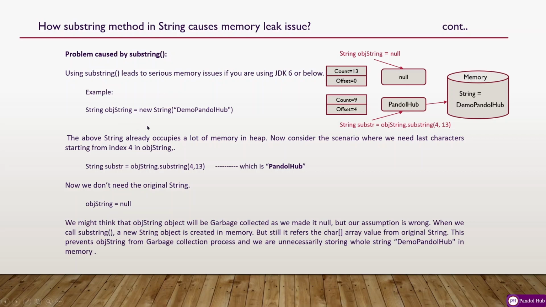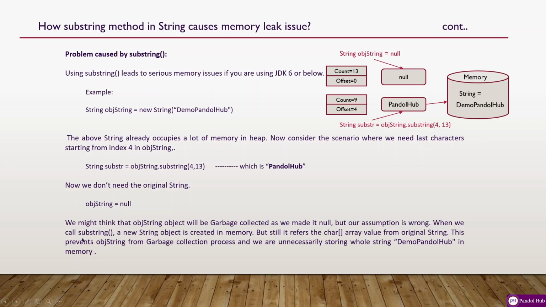So here, for example, the source string, which is the object string we created and assigned as "demo pandol hub". Let's consider that we are going to make the source string null. Let's assign the source string as null. So what's the outcome of making the source string null? Here is the thing: we might think that the string object will be garbage collected as we made it null. We assume that since the original string is made null, it's ready to get garbage collected now. It's free, it has no references, and it's free to be garbage collected.